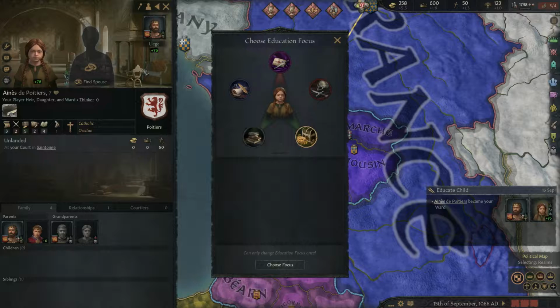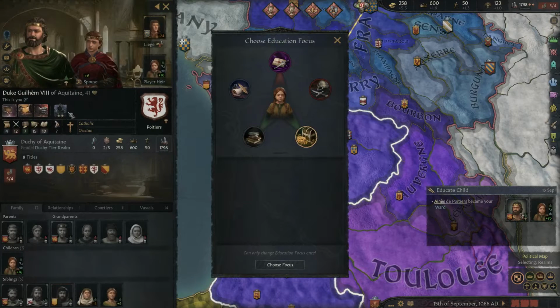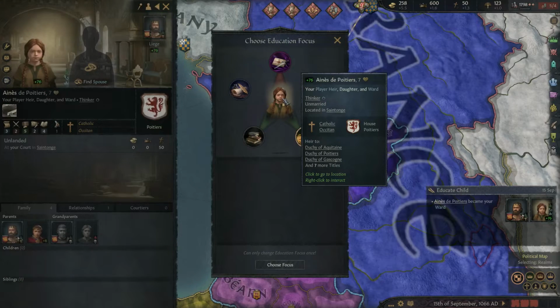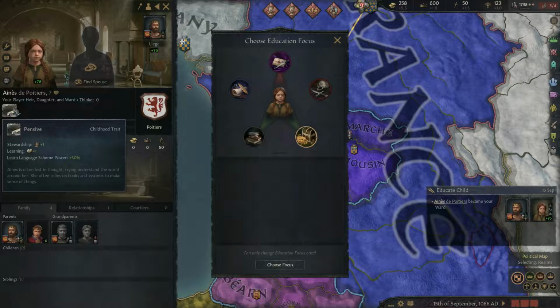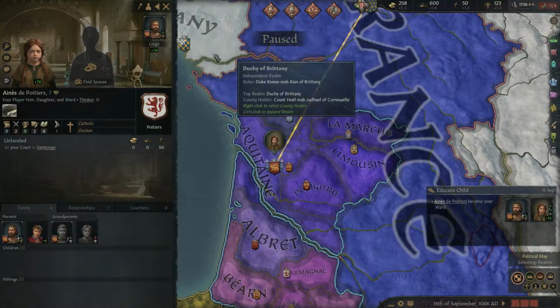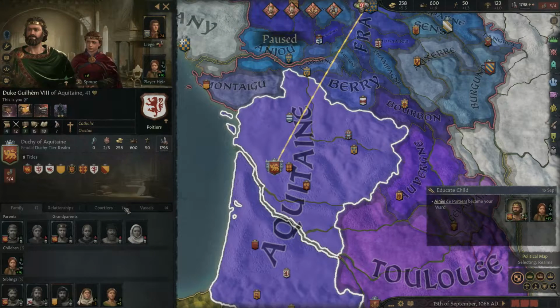Now, I am personally an intriguing person. You can see this by my intriguing symbol there. However, Anus, she has a personality here. She is a pensive person, so that means she's got a bonus towards stewardship and learning, so she'll be better at these two things. Now, what else do you have on the screen?